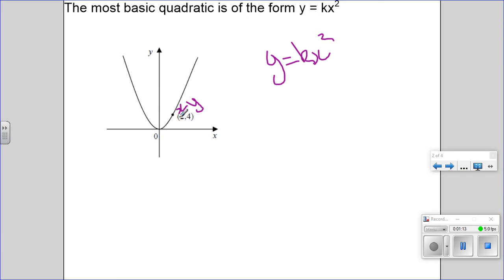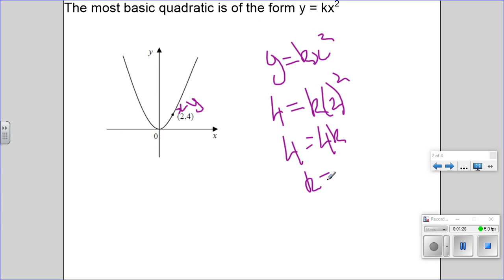So I'm going to take both of those values and substitute them in. So I'm going to get 4 is equal to k times 2 squared. So 2 squared is 4, so I get 4k. 4 is equal to 4k, so then k is equal to 1. So this example here is genuinely the most basic of all quadratic functions because it is literally y equals x squared, replacing that k with the value I worked it out to be. That's the easiest that it will ever be for you, y equals kx squared.